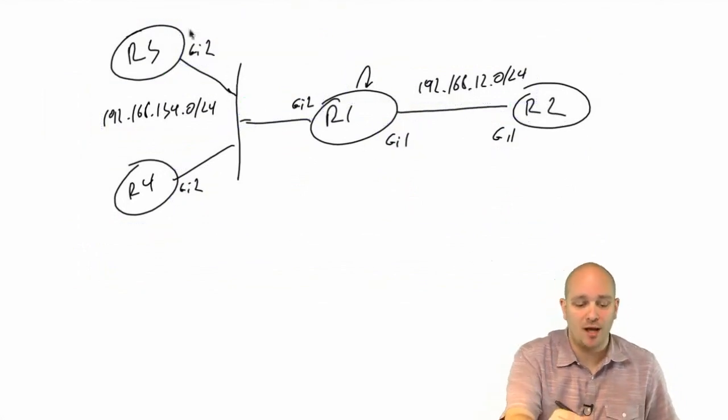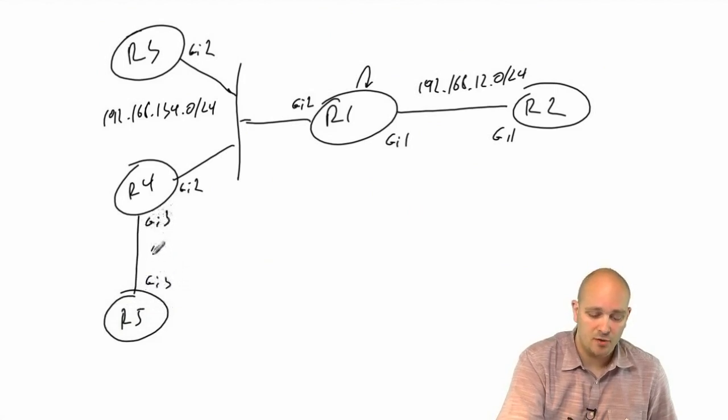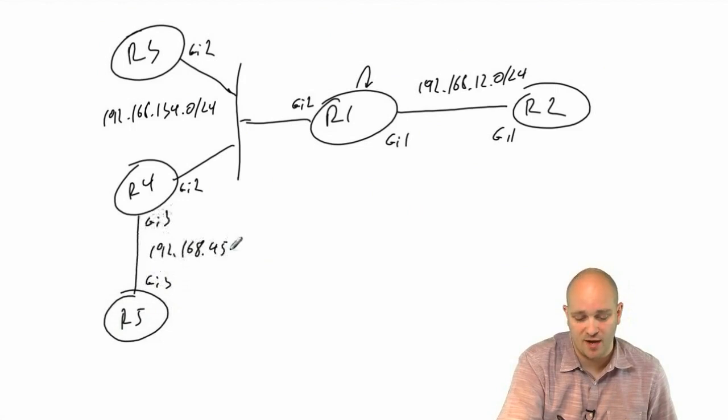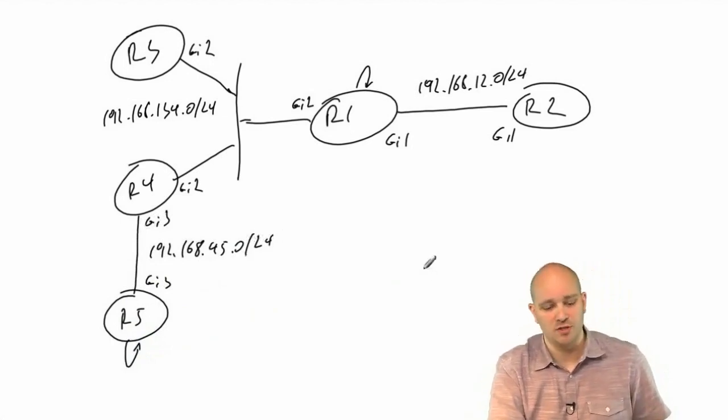What I'm going to do now is add one more router, router R5, and this router R5 will be connected on gigabit interface 3 here, behind the network 192.168.45.0, also a /24, and I will also add the loopback on this router.